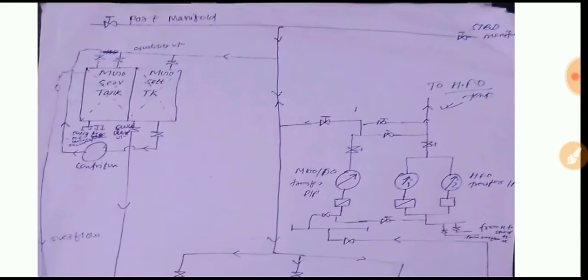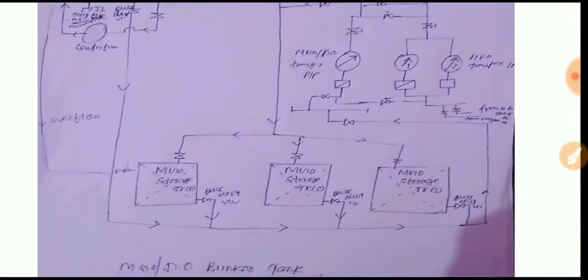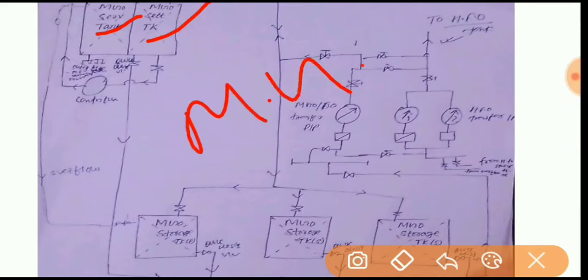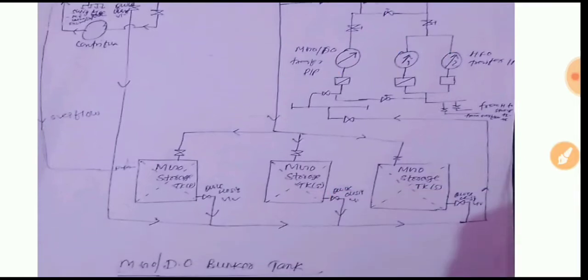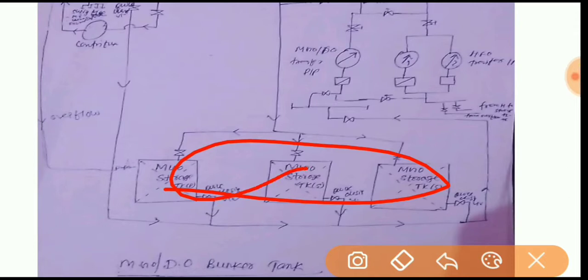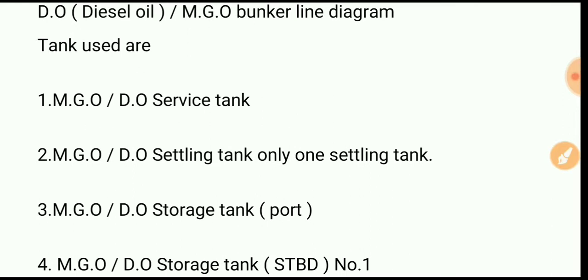Here I am showing the DO or MGO bunker line diagram photo. First we will learn which tanks are used. One service tank, one MGO settling tank. MGO or DO, same, do not be confused, the tank is the same. And three tanks for storage. All these tanks are below the bottom of the ship. We can also call them double bottom tanks, or double bottom storage tanks. So we have five tanks.